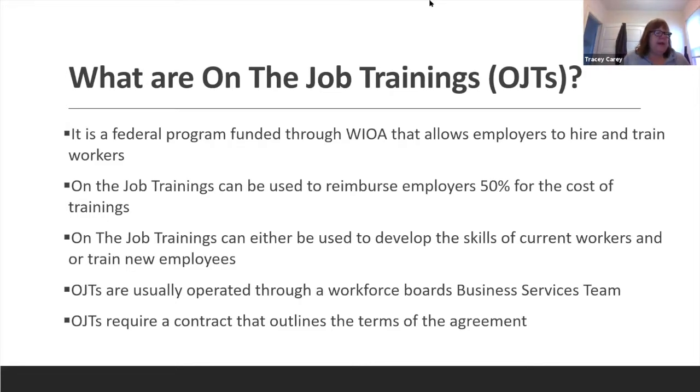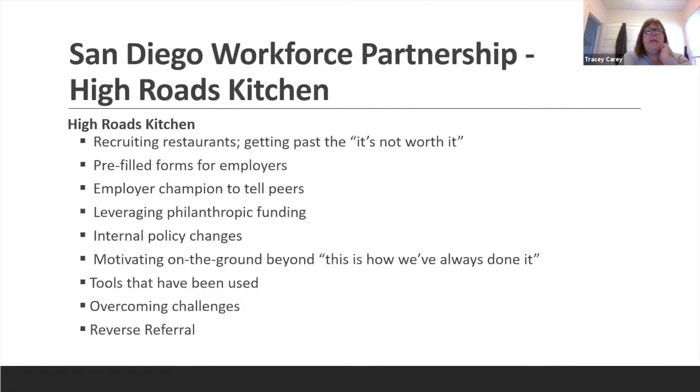So next up, we're going to take a look at the work that's happening in San Diego. And as Rachel and Shaina had hinted at, they're going to talk a bit about the High Roads Kitchen, which has been a response to COVID and some of the challenges that have happened across the country, really, but most specifically for them with this initiative in San Diego. So with that, I will hand it over to our San Diego team.